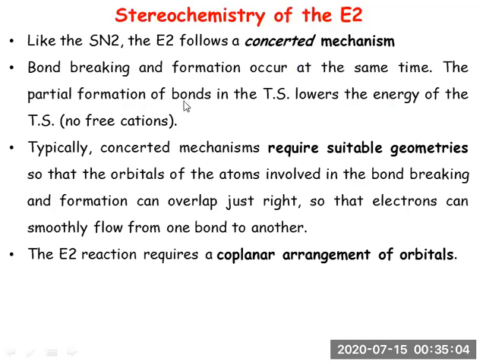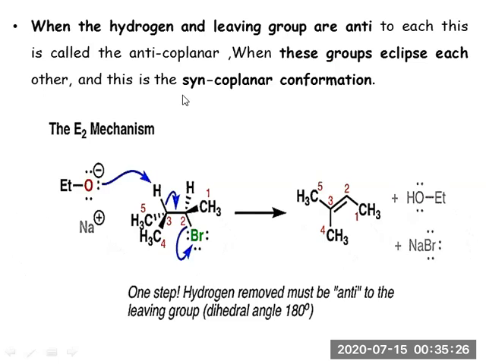So what happens over here? Bond breaking and bond formation both happen simultaneously. So how does it happen? What is the stereochemistry of this particular reaction? You will find that the E2 reaction requires a coplanar arrangement of orbitals. We'll find that you can have either an anticoplanar or a syncoplanar conformation. So if I take this particular base and this reaction is happening, it takes a beta hydrogen, Br goes as a leaving group, and a double bond is formed between the second and third carbon.